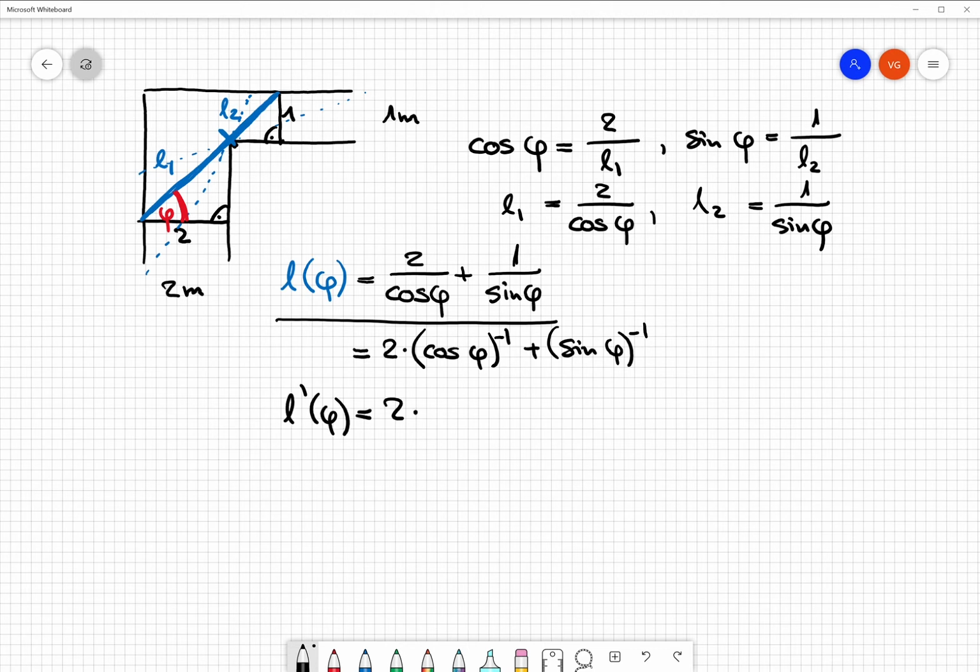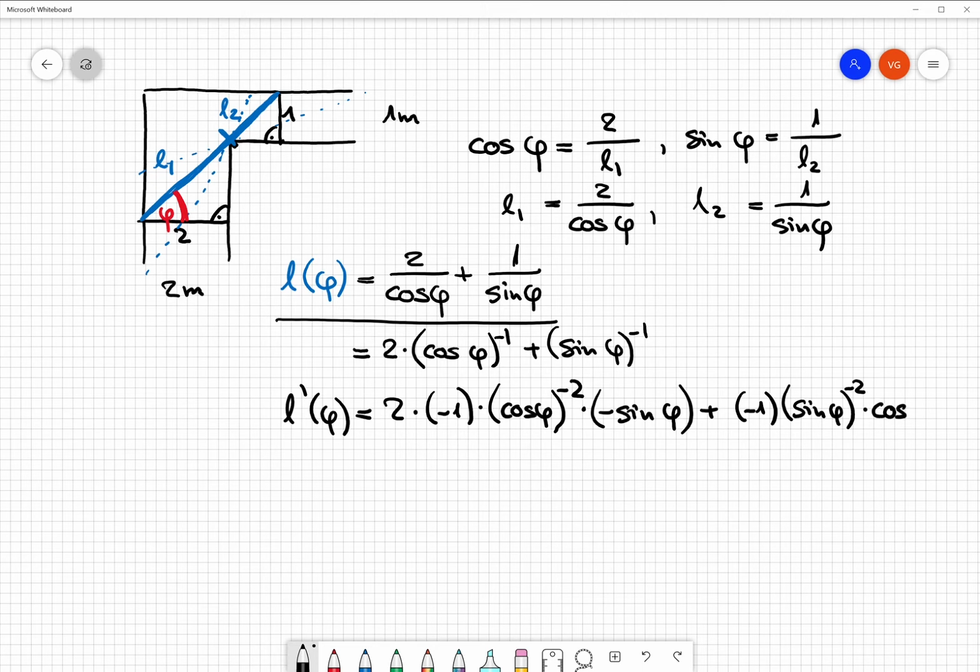This is 2 times the derivative of cosine to the negative 1. So chain rule tells us that this is negative 1 times the cosine of phi to the negative 2, lowering the exponent by 1, and multiplying by the inner derivative, so the derivative of cosine, which is negative sine of phi. Plus, the same back here, sine to the negative 1 differentiated becomes negative 1 times sine of phi to the negative 2 times the derivative of sine of phi, which is cosine of phi.